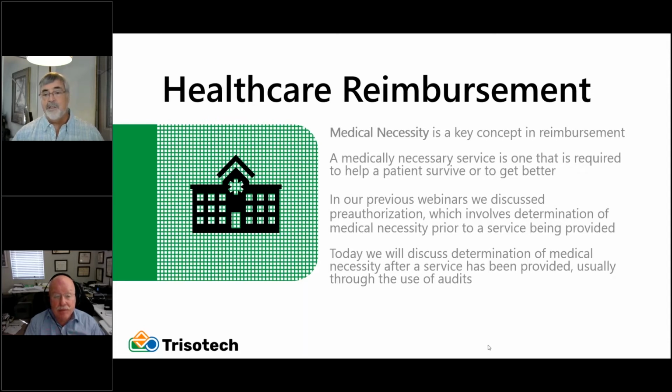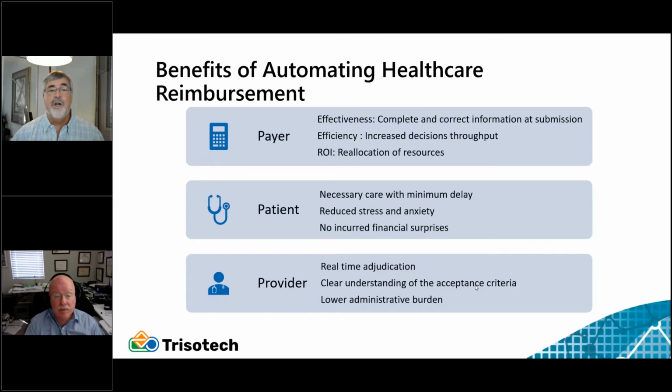Today, we'll discuss the determination of medical necessity after the fact. So here in this case, the service is already being provided, and we want to make sure that medical necessity is met. And usually this is done through some form of audits. And particularly today, we're going to focus on home oxygen services.